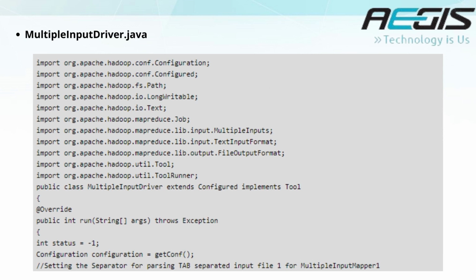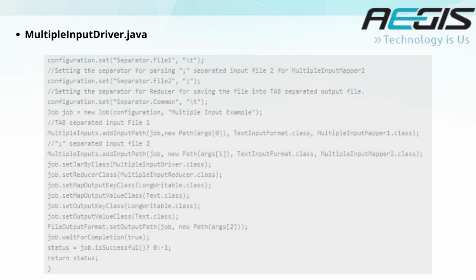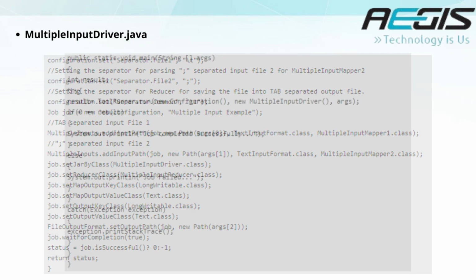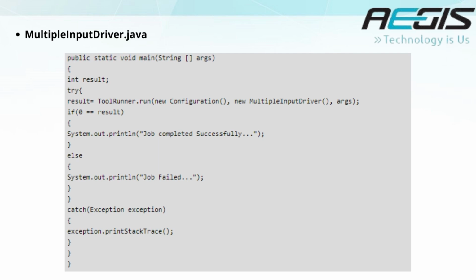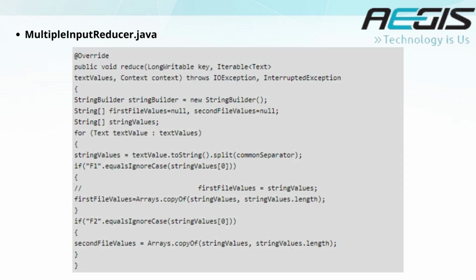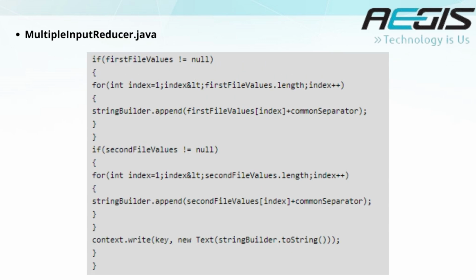In this file, I have code for setting the separator for parsing the tab separated input file 1 for MultipleInputMapper1, setting the separator for parsing the semicolon separated input file 2 for MultipleInputMapper2, and setting the separator for the reducer for saving the output into a tab separated output file. Next, I have created the MultipleInputReducer.java file to reduce the two input files into one output file. In this file, I have code for retrieving the common file separator from the context for the output file.